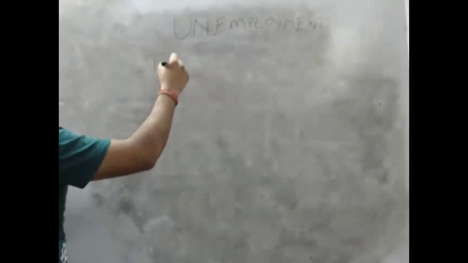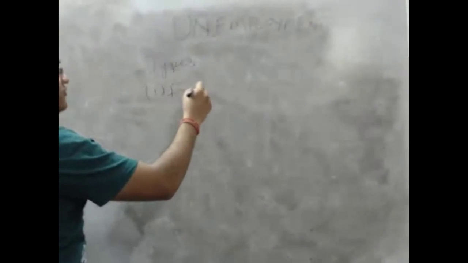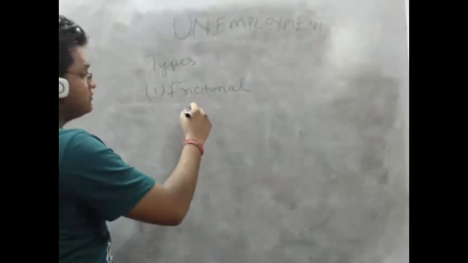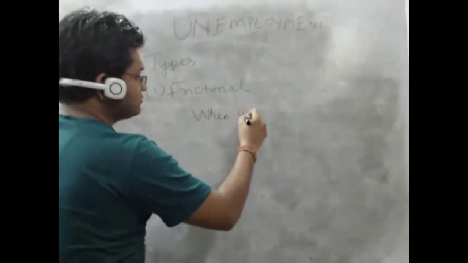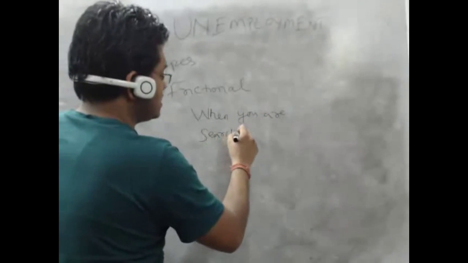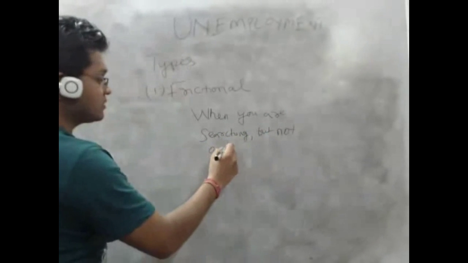Now we will see what are the types of unemployment. First is frictional unemployment. Okay. Now what is frictional unemployment? Frictional unemployment is when you are searching for a job but not getting it. Okay. Let me explain it.